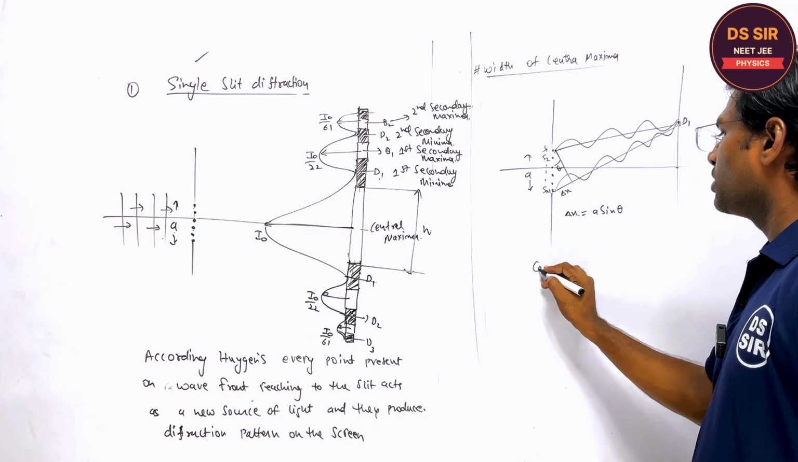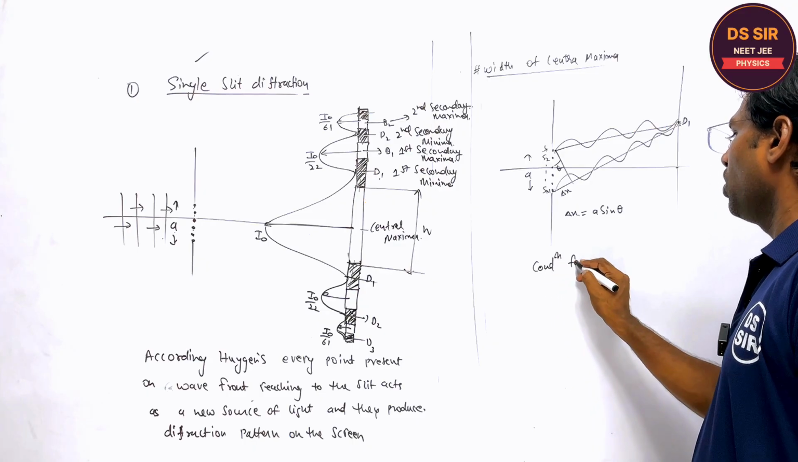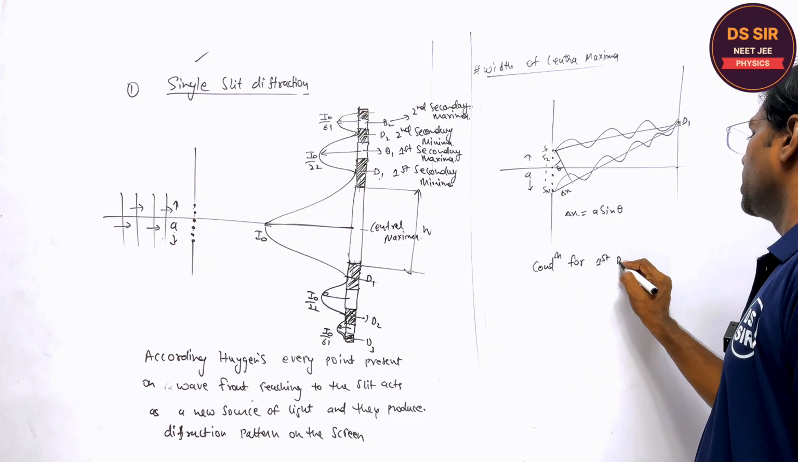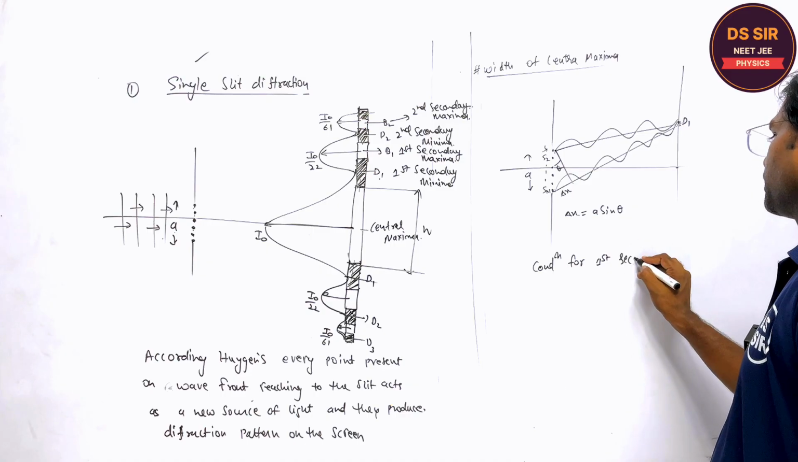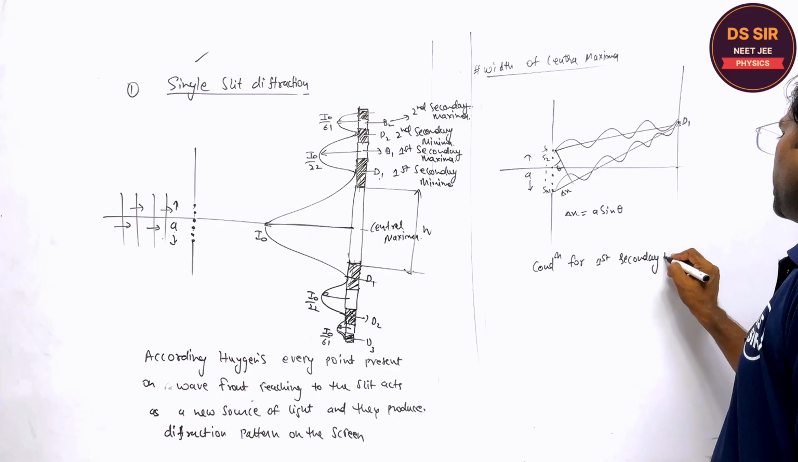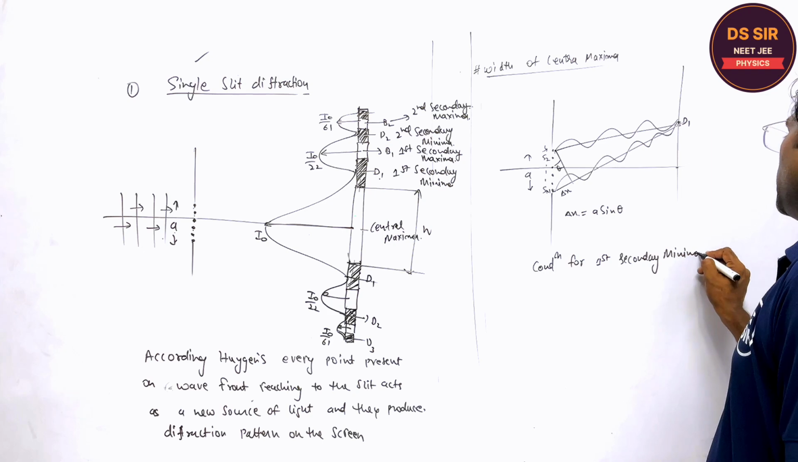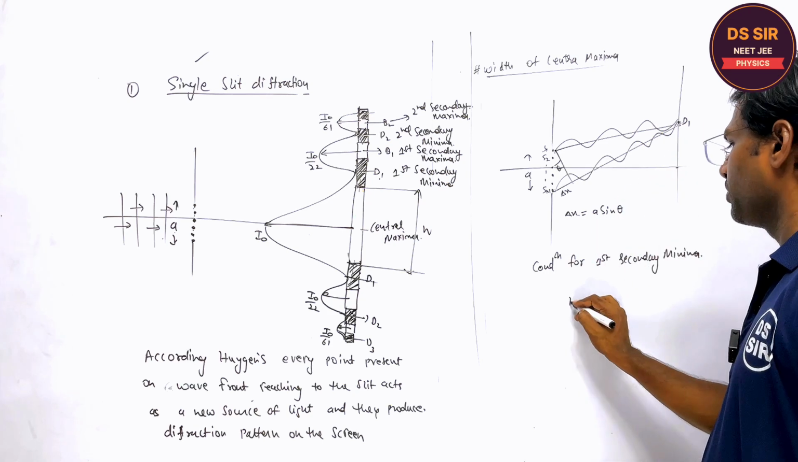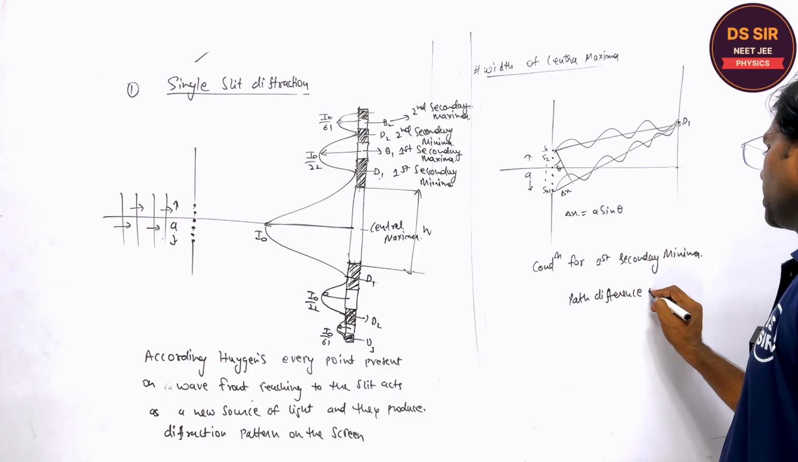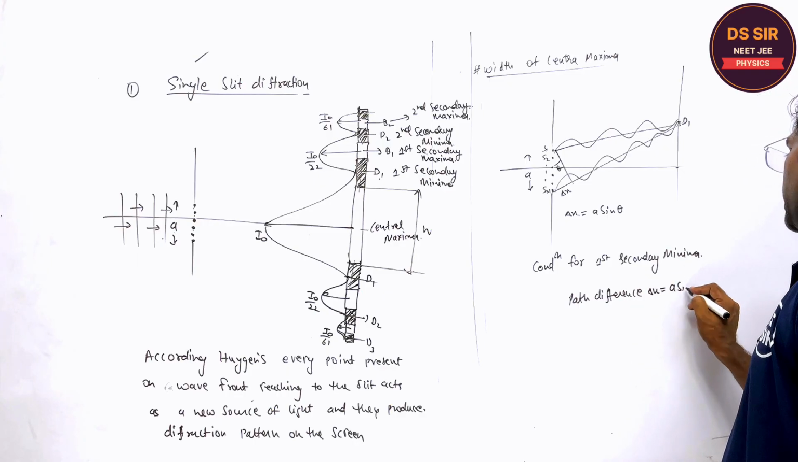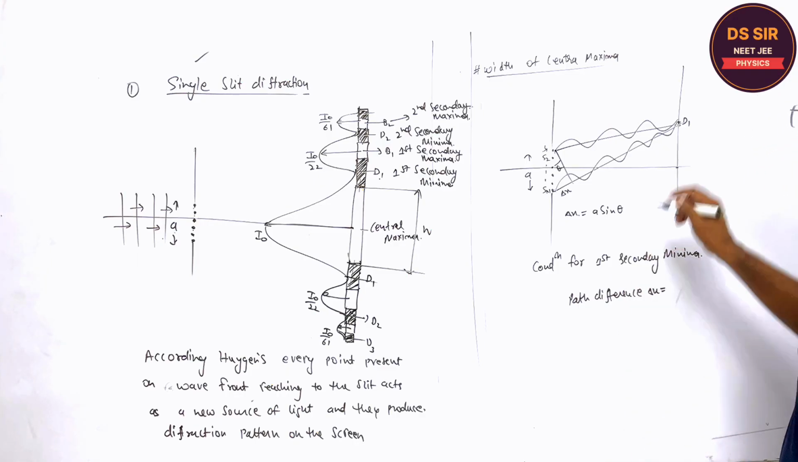The condition for the first secondary minimum. What is the condition for the first secondary minimum? The path difference, delta x, is A sine theta. Delta x must be equal to what? Can you tell?